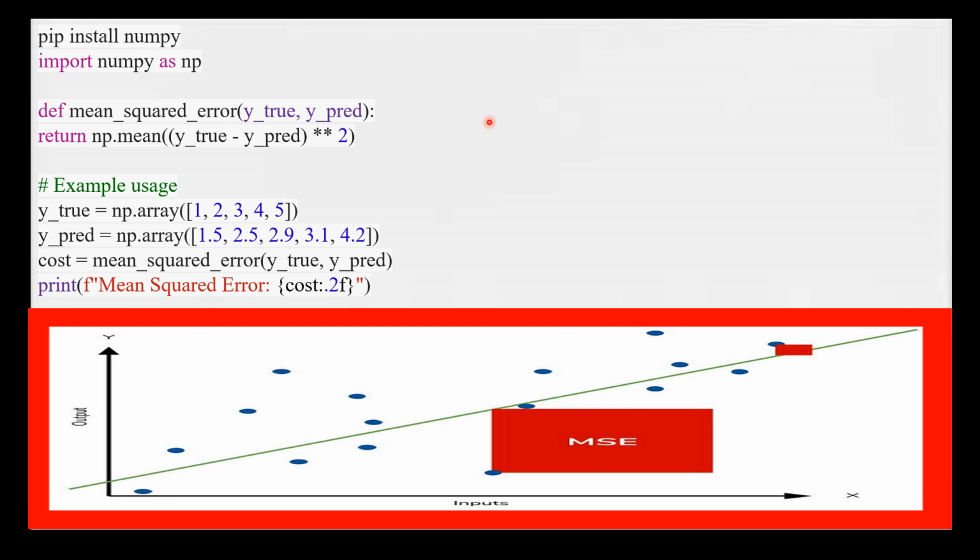And the cost function is a fundamental component in machine learning models, and it is very crucial for evaluating the performance of the model during training.